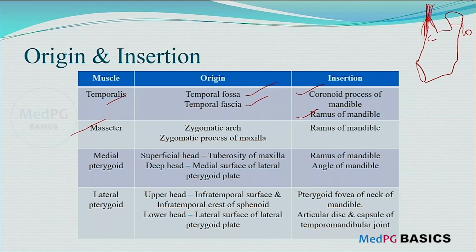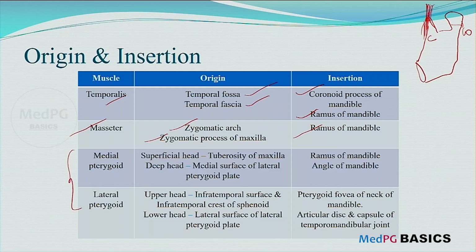Now going on to the masseter. The masseter fibers are arranged in three different layers: the superficial fibers, the intermediate fibers, and the deep fibers. All these three sets of fibers have their origin above from the zygomatic arch and the zygomatic process of the maxilla. They extend backwards and downwards and are inserted onto the outer surface of the ramus of the mandible.